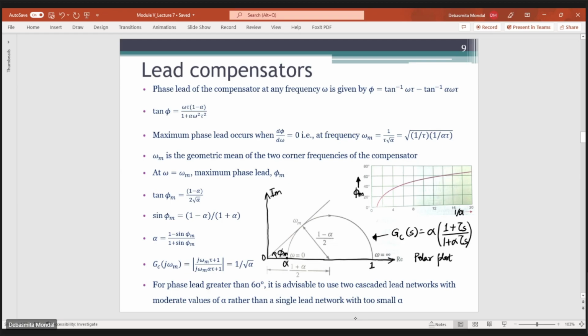So if k is equal to 1, 20 log k will be equal to 0 dB.